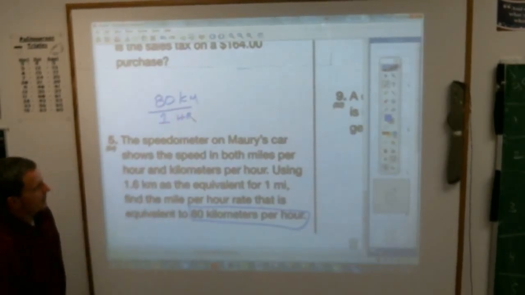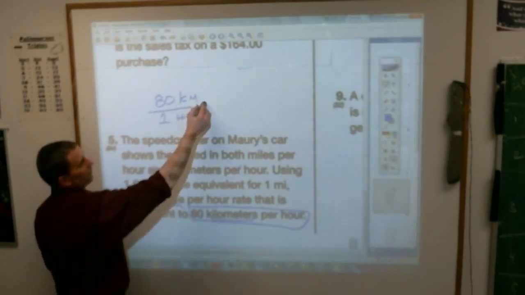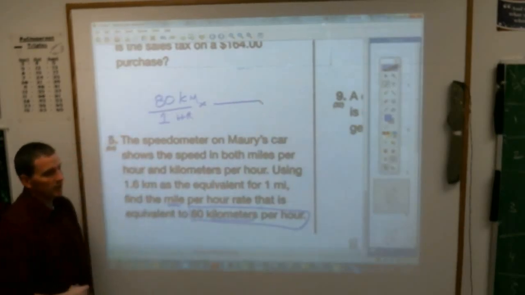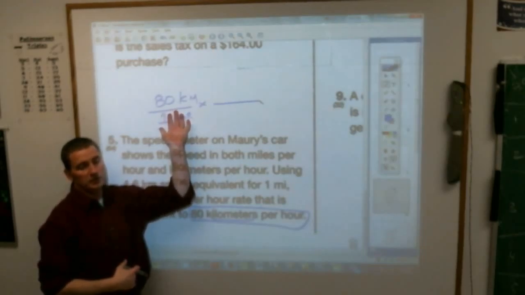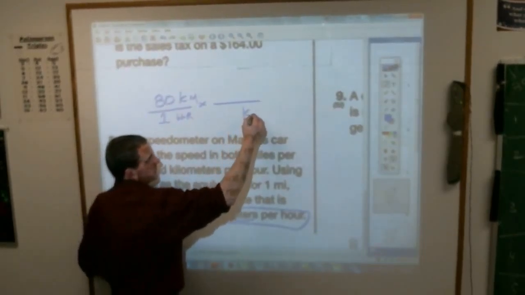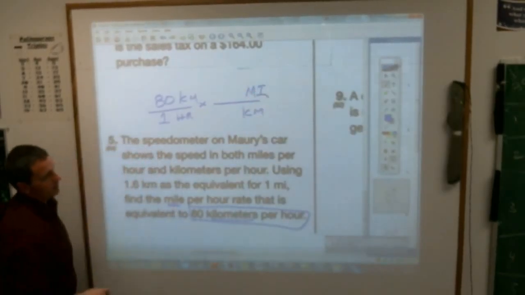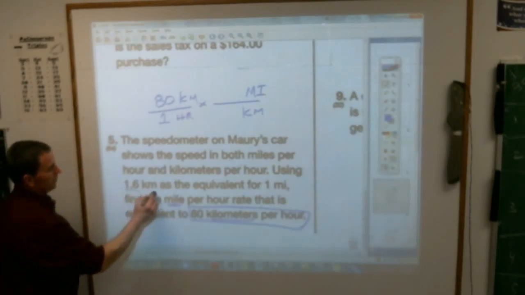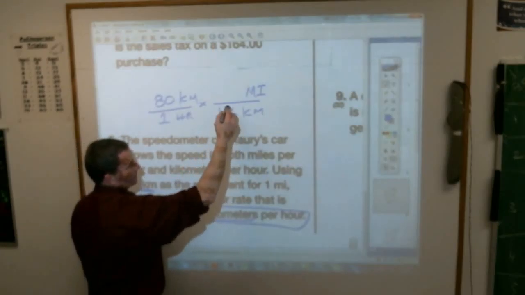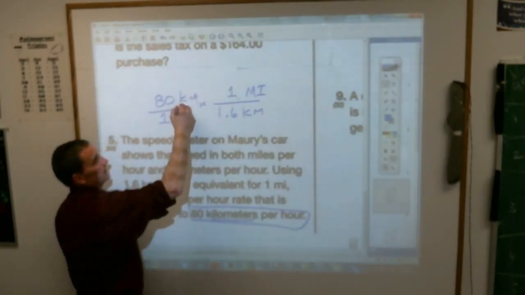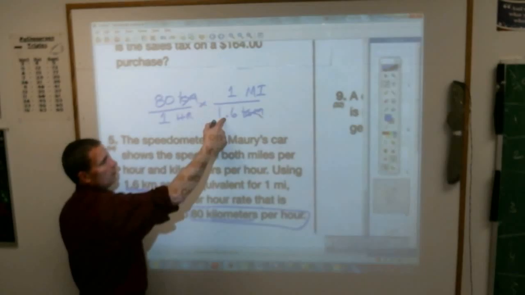That's my speed. I need to change kilometers into miles, so I'm going to multiply by the fraction that has what, where, and why. I want kilometers to cross off, so where do kilometers have to go in my other fraction? On the bottom. I'm changing it into miles, so miles have to go on top. I just now need to know what numbers go with that. And it says right here, 1.6 kilometers equals 1 mile. Kilometers cross off, which is what you want. I'm left with miles per hour. Now it's 80 over 1.6.